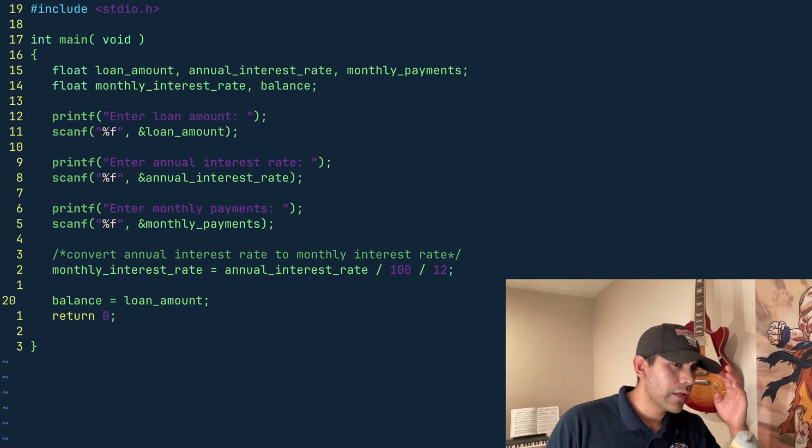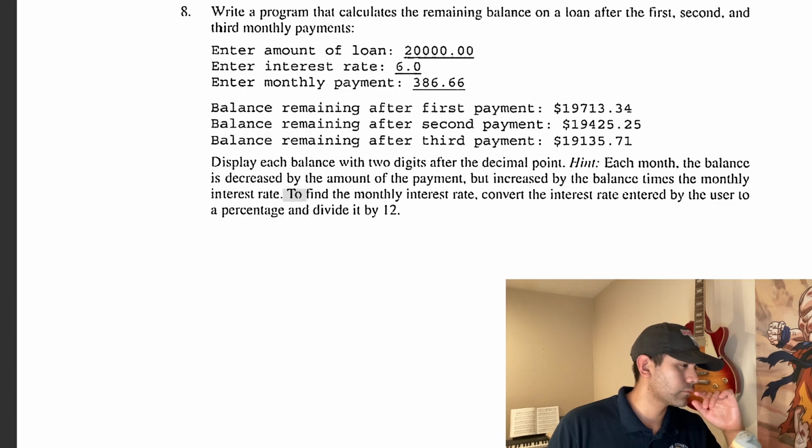So I already set balance to loan amount, right? I set it. They start off the same. So, no, I have to multiply. Okay, let me read this again. Okay, let's go back to the prompt.